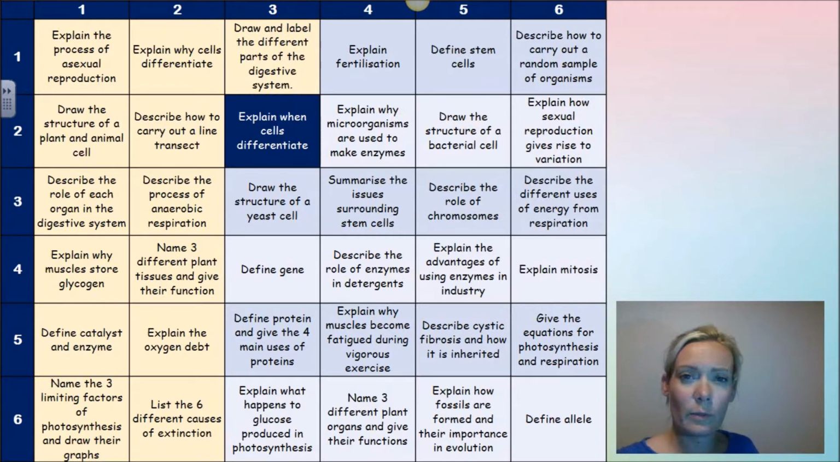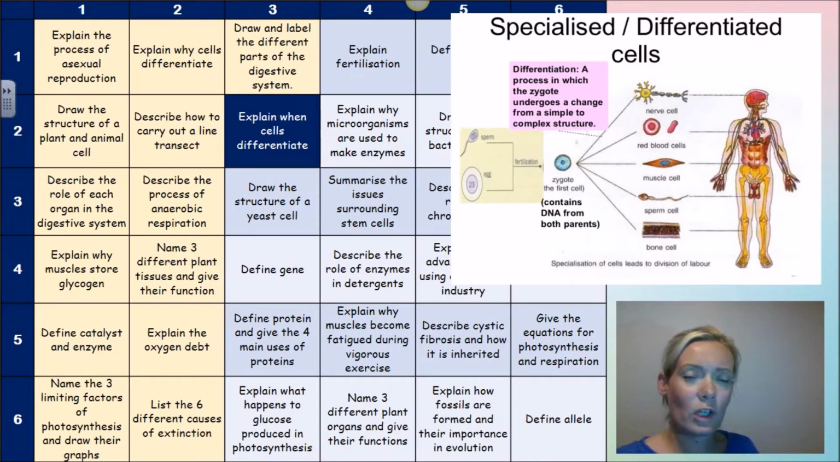So we've already touched on this one. Explain when cells differentiate. So cells differentiate in our body to give rise to different cells. And that occurs when we are at an embryo stage. So the sperm and the egg join together and fertilise and form a zygote. That's that first cell of a baby. And then that starts to divide by mitosis, remember, forming genetically identical cells. And so we've now got a ball of stem cells.